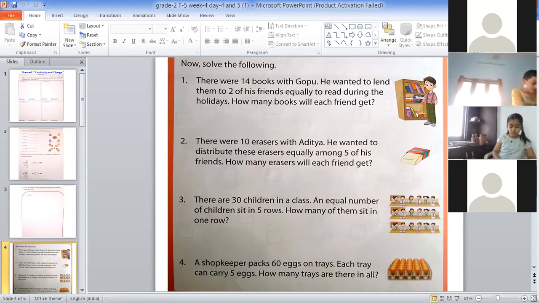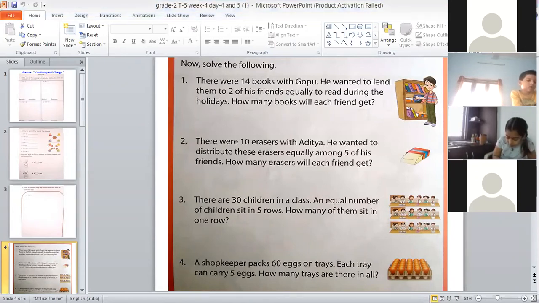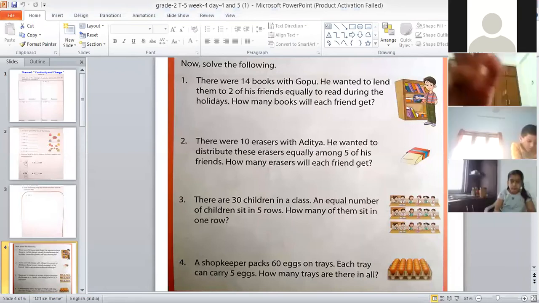Ma'am, the first one or the question? First one. There were 14 books with Gopu. He wanted to learn land. Ma'am, what is the page number? Page number 102, 102 of your math textbook. Yes, Krishika, continue.